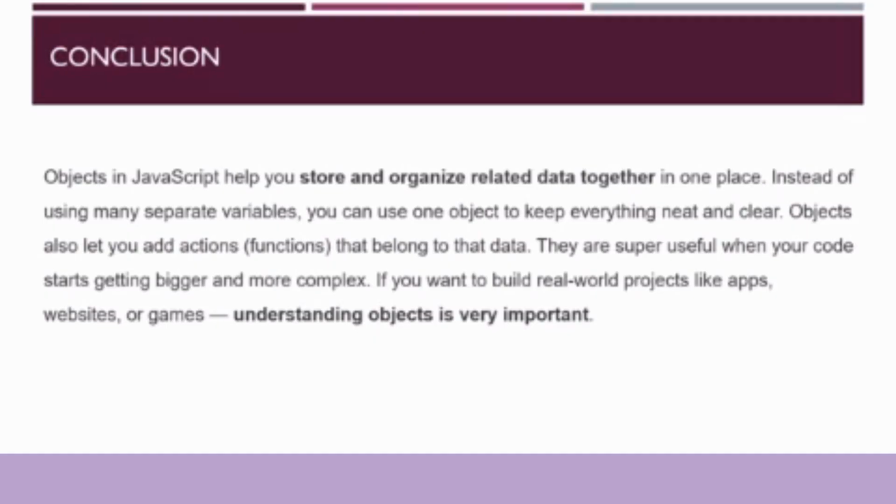Objects aren't just for storing data, they can also hold actions or functions called methods, which let us do things related to that data. As your code grows bigger and more complex, objects become super important to keep everything organized and working well. If you want to build real world projects like apps, websites, or games, understanding objects is a key skill that will help you a lot.